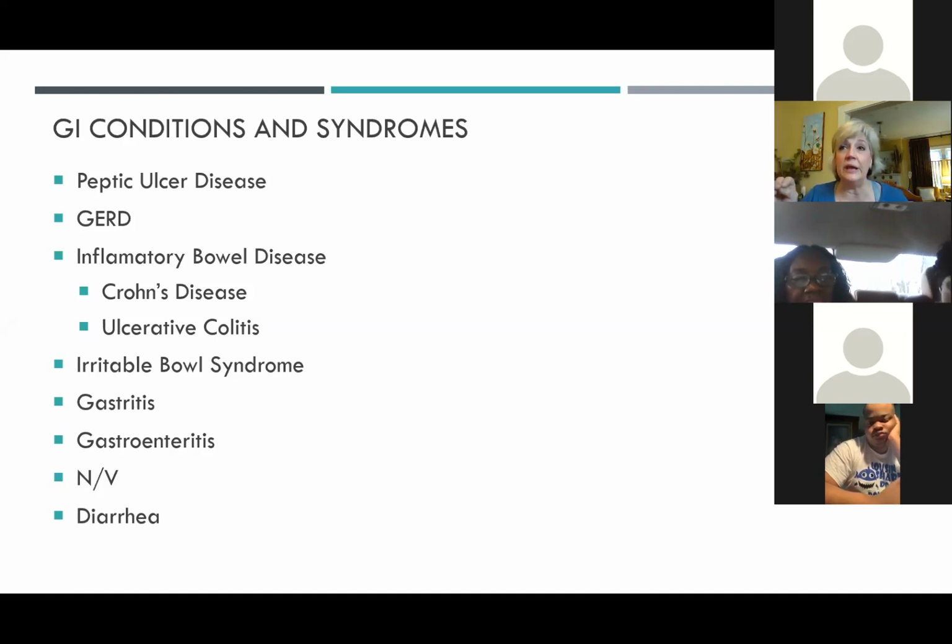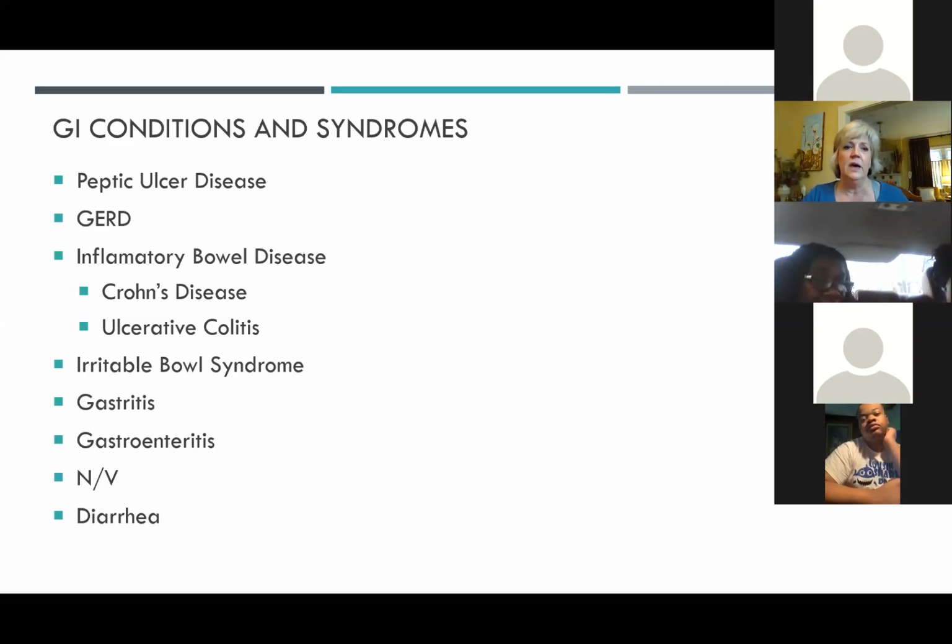And then gastroenteritis, the virus, we're just going to treat the symptoms. Just like with this coronavirus, we're just going to treat the symptoms. If they've got nausea, we're going to treat that. If they've got diarrhea, we're going to treat that. If they're dehydrated, we're going to give them fluids. And we're going to try to prevent them from getting really sick. That's the main objective of gastroenteritis, to try to prevent them from getting really sick.